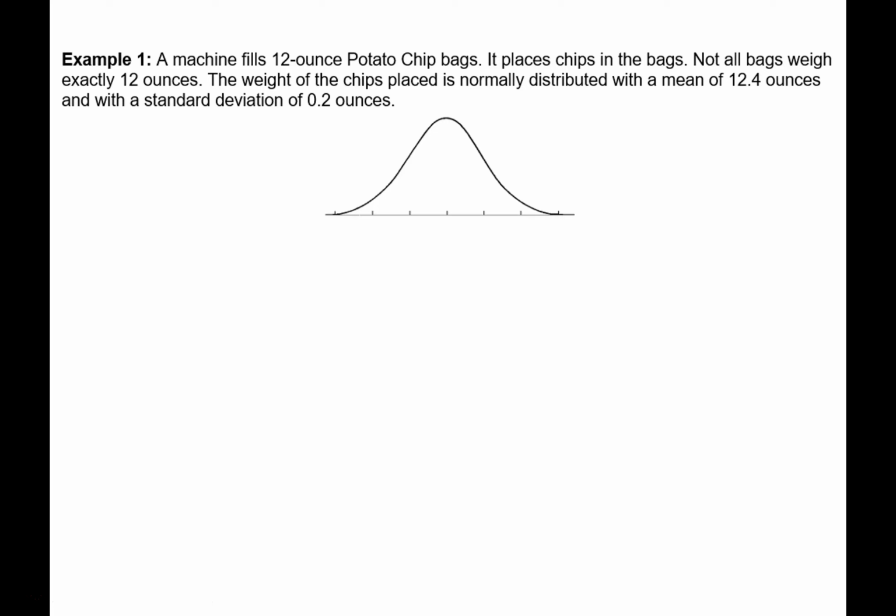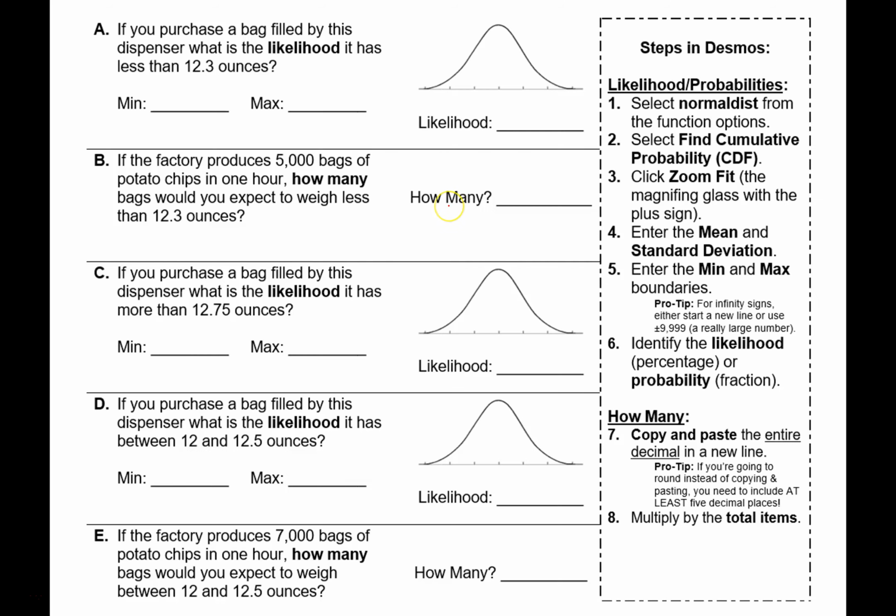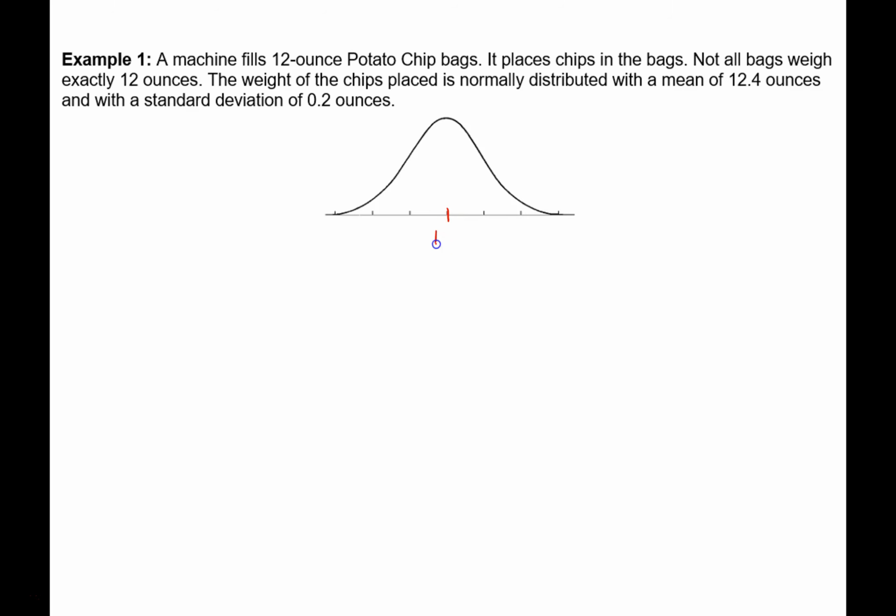This first problem is the same context that we started with last time. We have a machine that fills a 12-ounce potato chip bag. It places chips in the bag. Not all bags weigh exactly 12 ounces. The weight of the chips is normally distributed with a mean of 12.4 ounces and with a standard deviation of 0.2. So we are working with the same problem we were doing before, where our mean is 12.4, and then we are labeling our x-axis the same way that we did before.